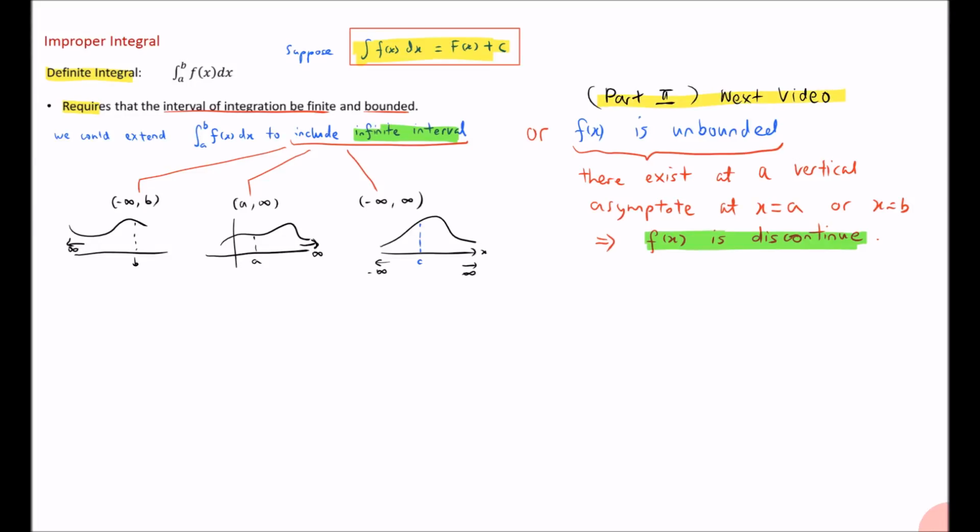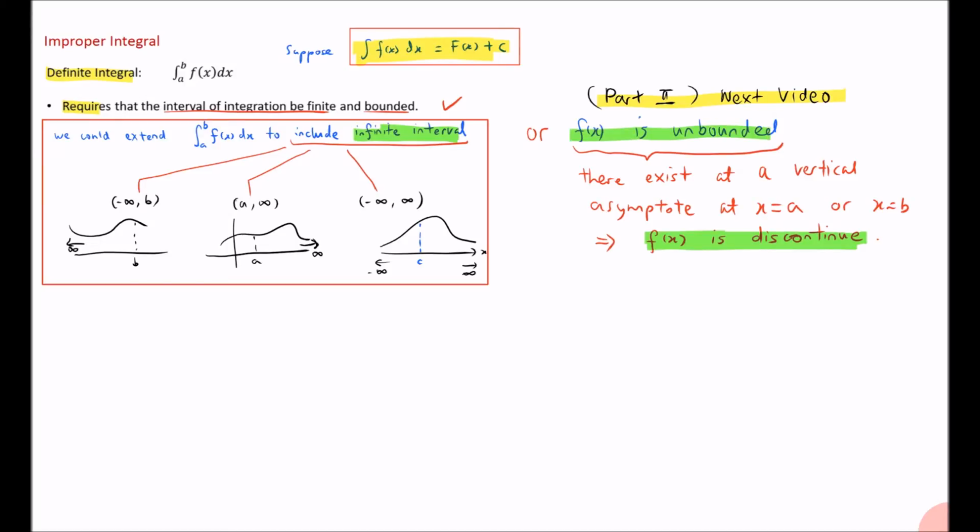Hi everyone, today I'll be doing the second part of the improper integration. Last lesson we have done this part, so I will box it up. So this part we have already done for infinite interval. For today's lesson we'll be doing f(x) unbounded. We'll go through again on the meaning.